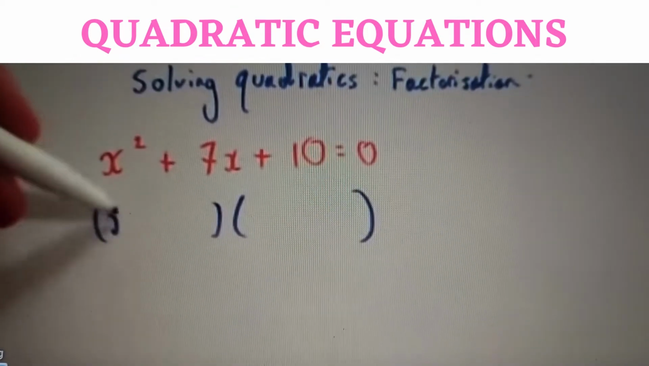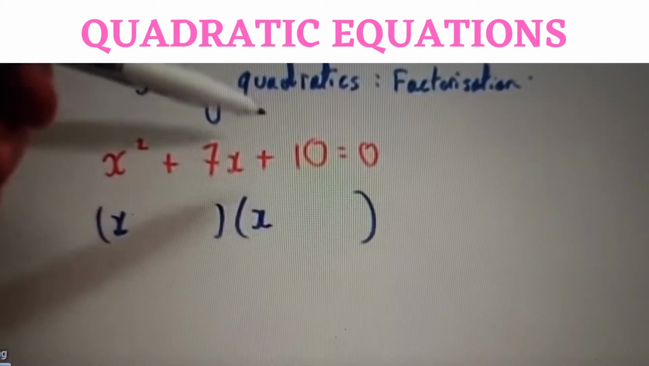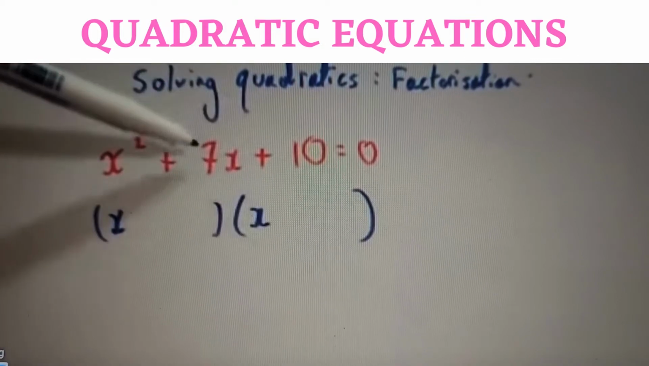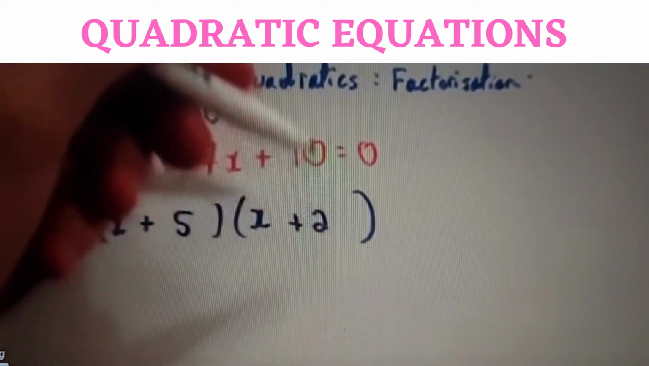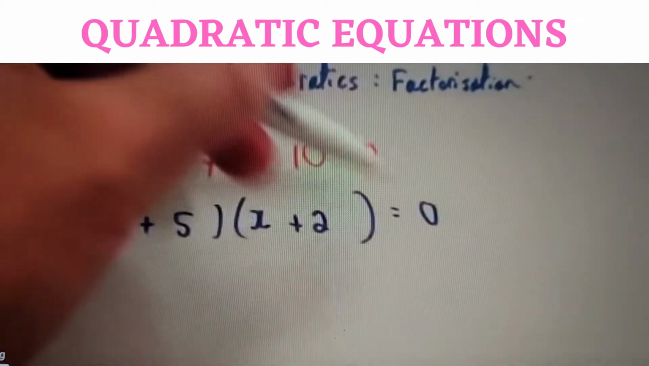So you're going to put x at the front of both brackets. The two numbers will times together to give you 10, add together to give you 7. So it's going to be plus 5 and plus 2. And that still equals 0.